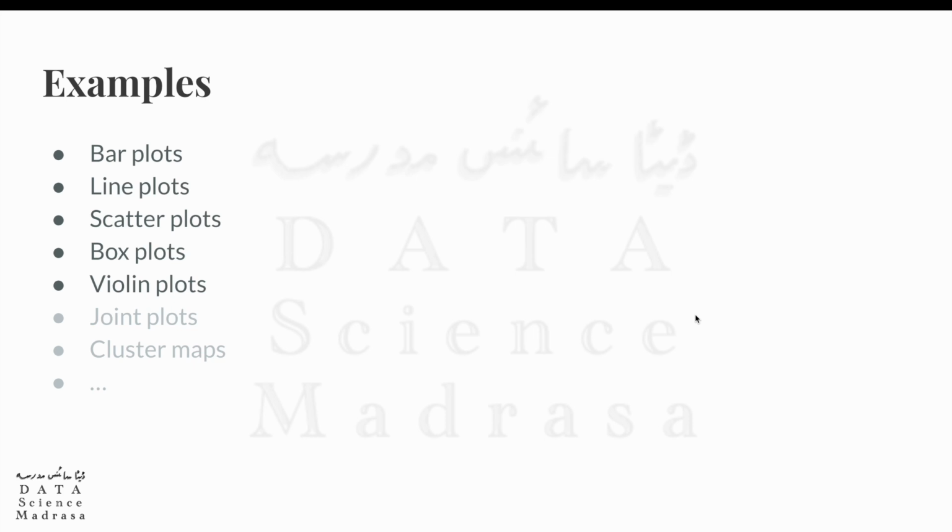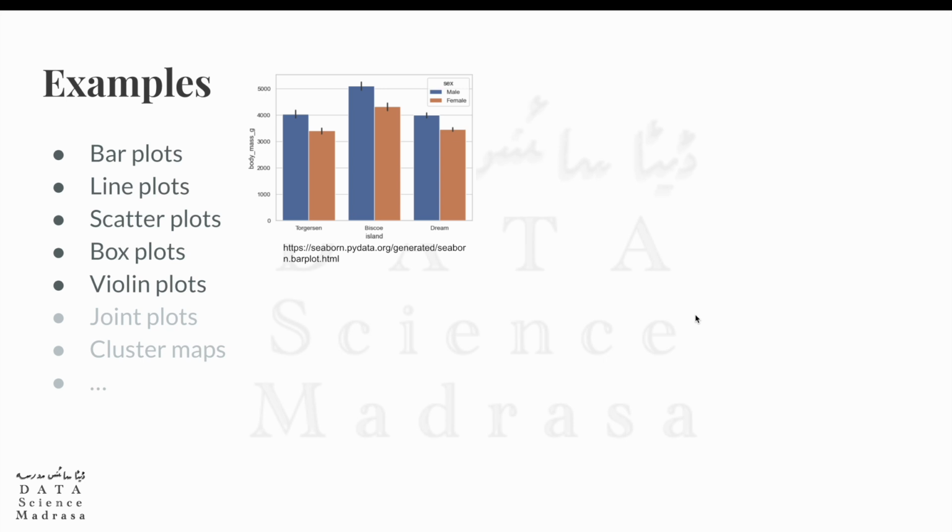So some examples, very commonly used: bar plots and line plots and scatter plots. Box plots and violin plots are some other graphs that are used to illustrate distributions. So let's look at it one by one. We're using examples here from the Seaborn gallery. Seaborn is an open source library used in Python together with pandas within the Anaconda stack.